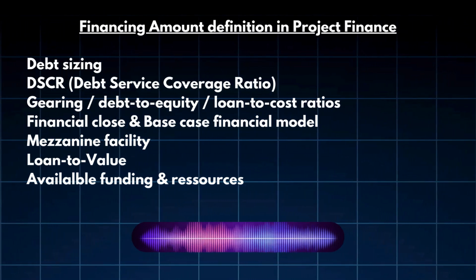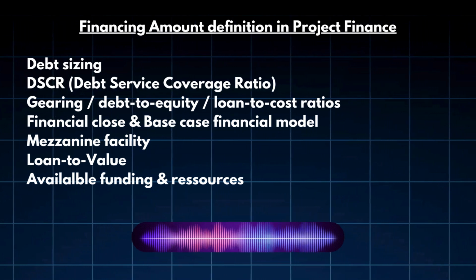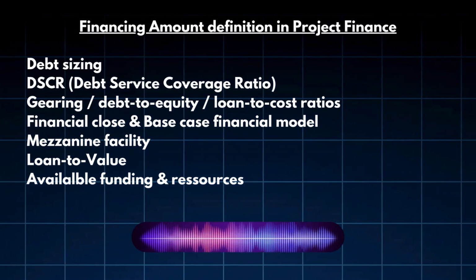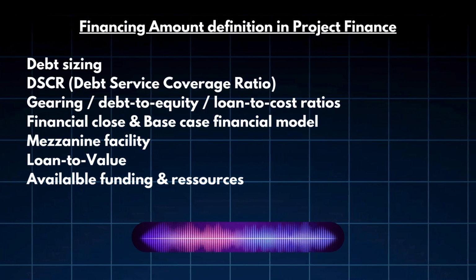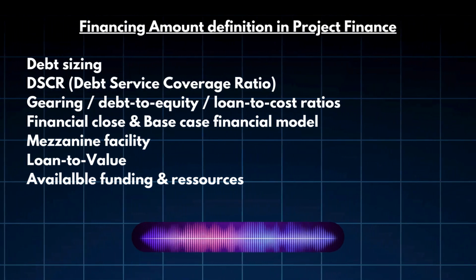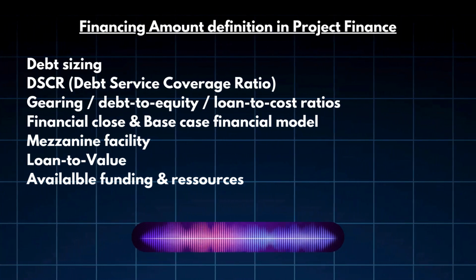The second is a gearing test, based on a maximum debt-to-equity ratio, ensuring the sponsor maintains sufficient equity exposure in the project. The actual commitment amount is generally confirmed at financial close, once the base case financial model is finalized and all debt sizing criteria are satisfied.